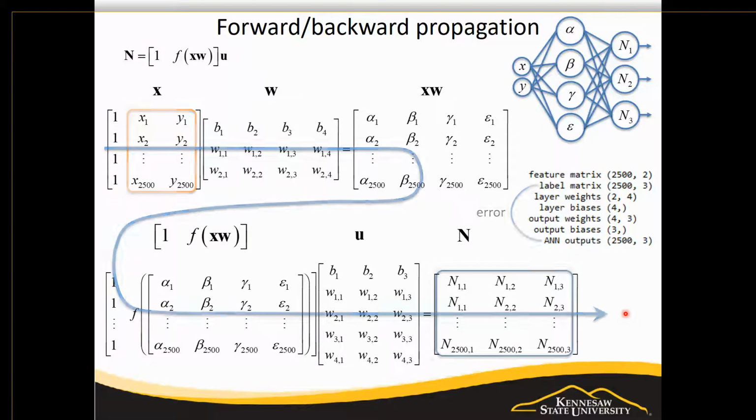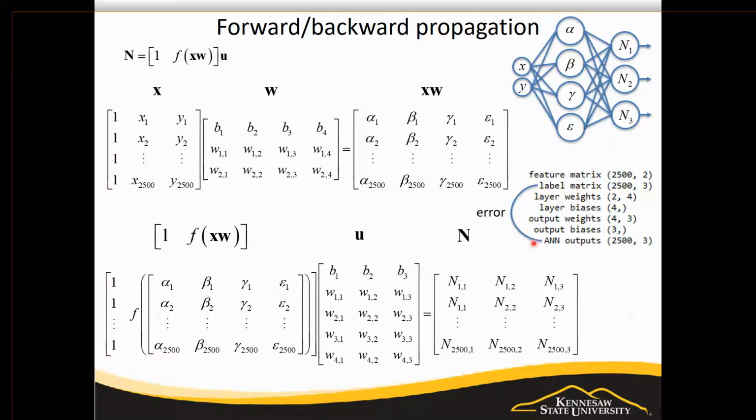Then I take those predictions and I compare them with the ground truth labels. And you'll notice here that these matrices are no coincidence the same size. The label matrix has 2,500 rows, 3 columns. The output has 2,500 rows and 3 columns. And we get the error by element-wise subtracting each one of those pieces. And then with those errors, I find how sensitive they are to changing all of the weights, including the biases at the layer level, and all of the weights, including the biases at the output layer.